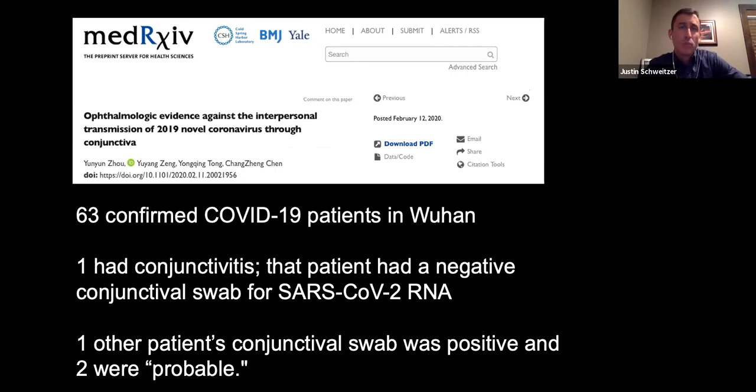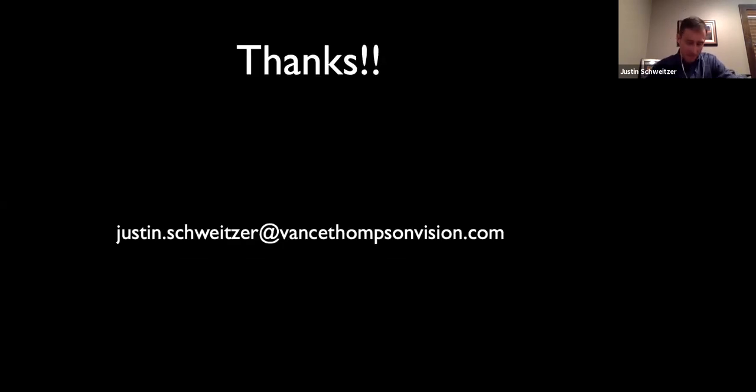Again, my point in showing you these particular studies is that yes, there's the potential there. If a patient comes in with a conjunctivitis or red eye, we need to be asking them about other symptomology that could be indicative of COVID-19. But the likelihood of this being in the tears and in the conjunctiva and passing it is still pretty low based on the data we have right now. That could change as we get more and more information, but this is the data we have up to this point in time. So I'm going to end there, guys.